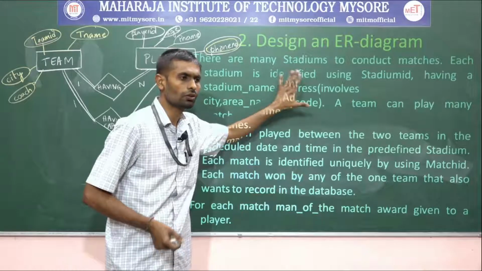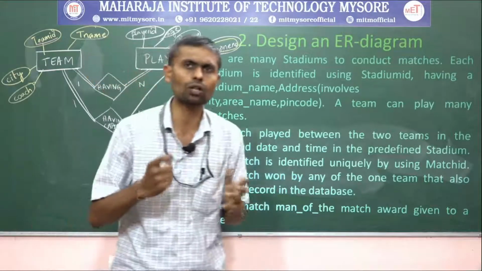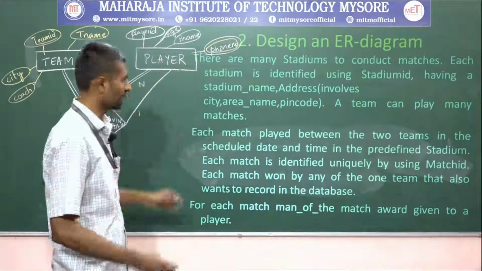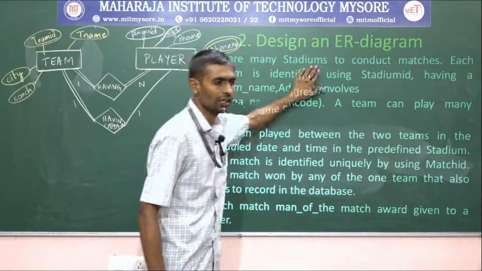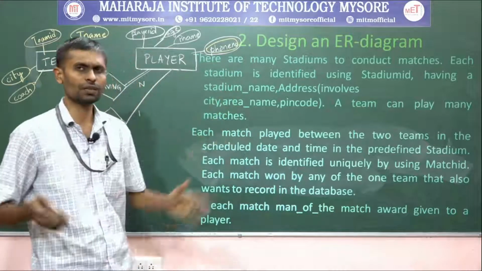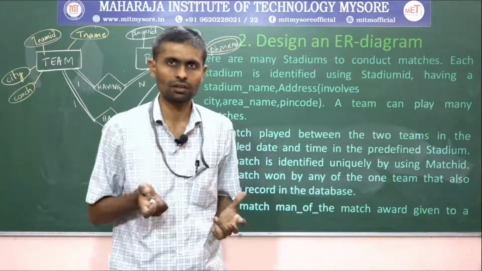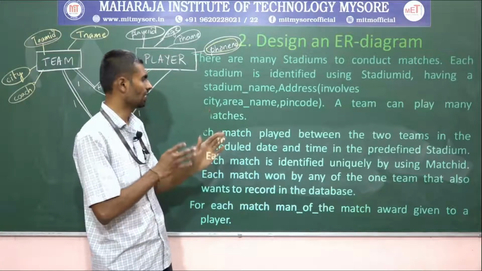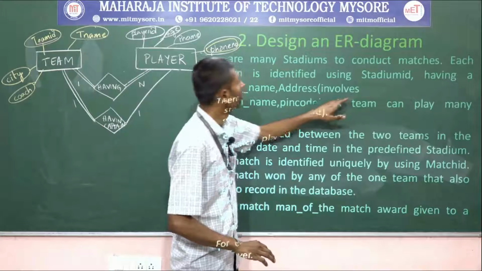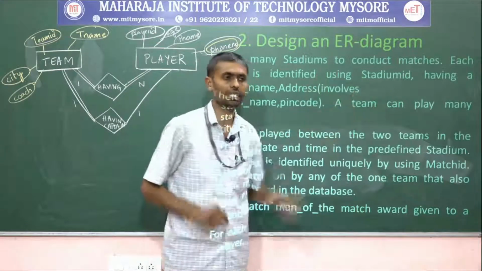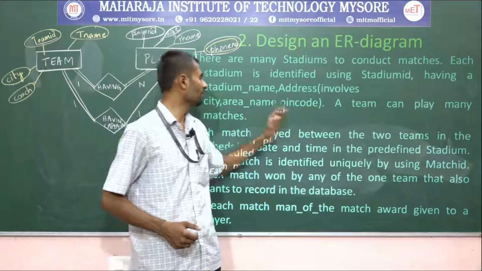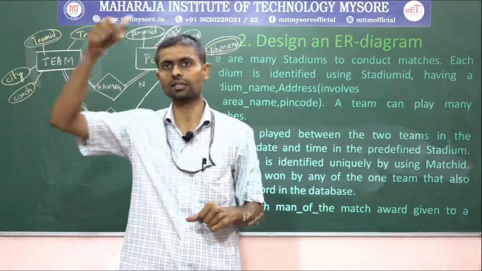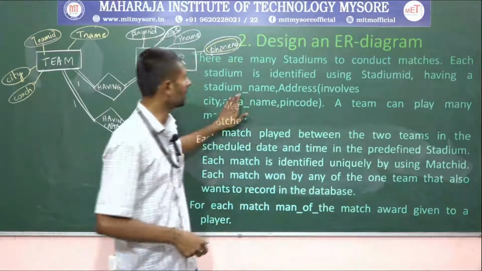So then they're talking about the stadium, what are the things they want to record with respect to a stadium, right? So what are the things, guys, they have given? There are many stadiums. This itself shows there are many stadiums, which means I want to record details about a stadium. And what kind of details do they want to record? Stadium name, address, where it includes city, area name, pin code, and other things. Next, each stadium is identified based on stadium ID. So they want to record stadium ID, stadium name, address. It's an indication that there are many stadiums, and with respect to each stadium they want to record these three things. That means stadium ID, name, address.